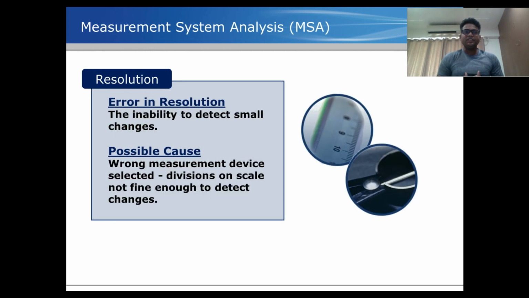Resolution. Resolution is the method to measure the precision. Error in resolution means the inability to detect small changes. Possible causes: what can be the causes of resolution error? Wrong measuring device selected, or divisions on a scale not fine enough to detect the changes.